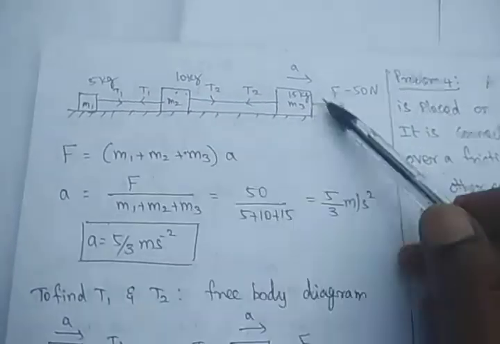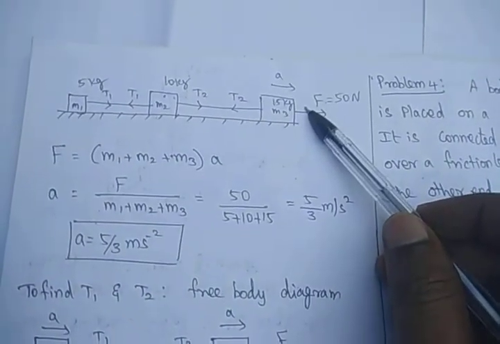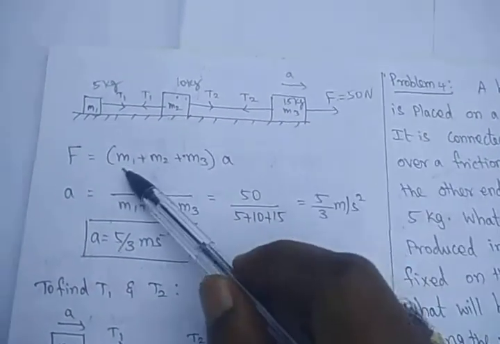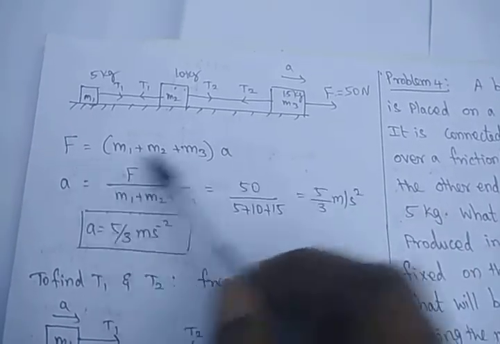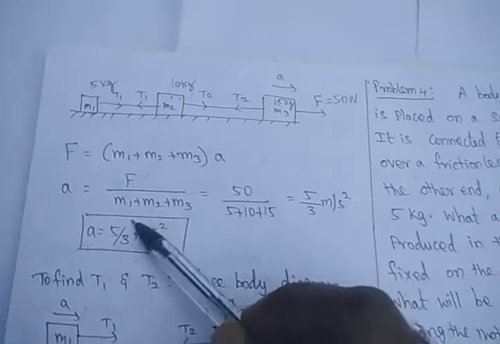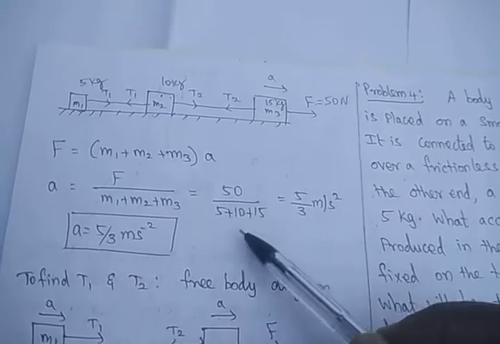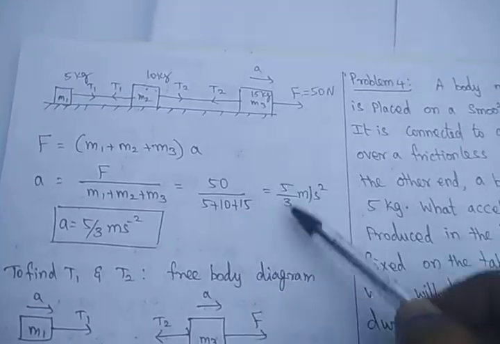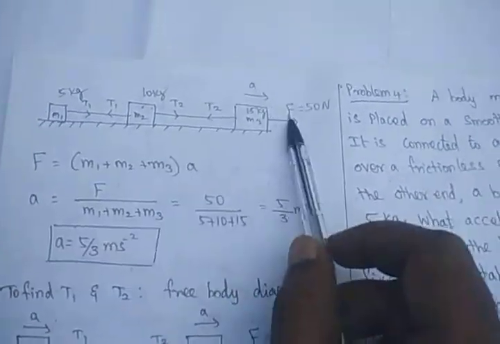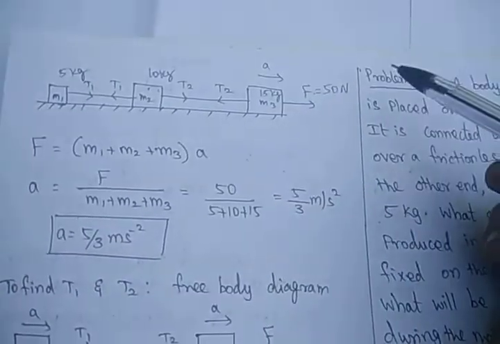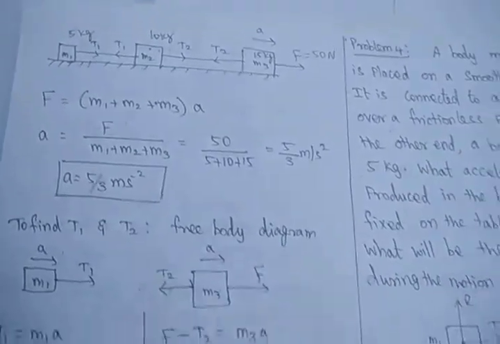So what will happen? What is the total force? Force F is equal to ma according to Newton's second law, so F = (m1 + m2 + m3) into a. The acceleration is a = F by (m1 + m2 + m3), which is 50 by (5 + 10 + 15), which is 5 by 3 meter per second square. So the acceleration of the entire system is 5 by 3 meter per second square.